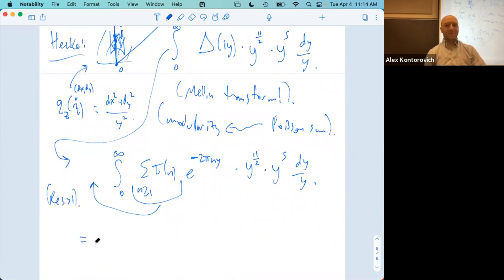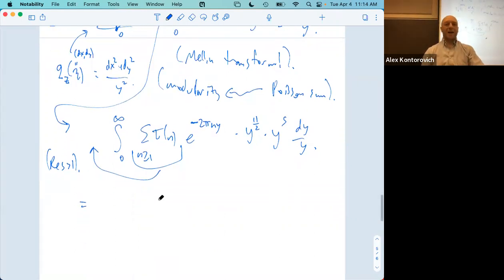I mean, you already have a bound on tau, and then for n greater than one, that is exponential decay. What about at zero? At zero, I might be worried if something's happened. Okay. So I have a sum over n at least one of tau of n times an integral from zero to infinity.